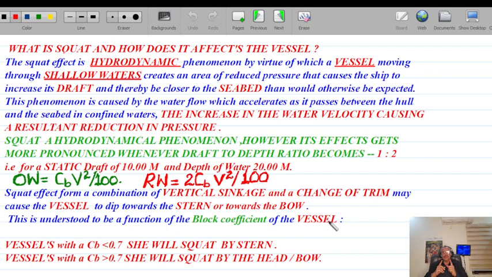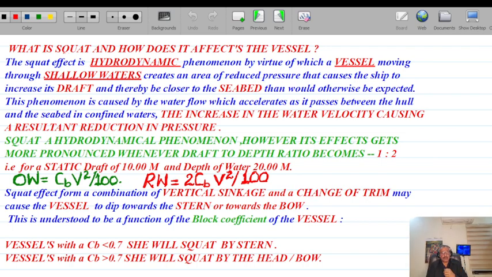Number one. Number two, the speed of transit shall also be concurred in conformance with the master and of course the pilot, as the case may be. If the vessel's CB is less than 0.7, she will squat by the stern. So vessels which have a very fine coefficient of fineness, for example container vessels or cargo vessels which have a very fine bow, will experience the effect of squat by stern because their block coefficient is less than 0.7.